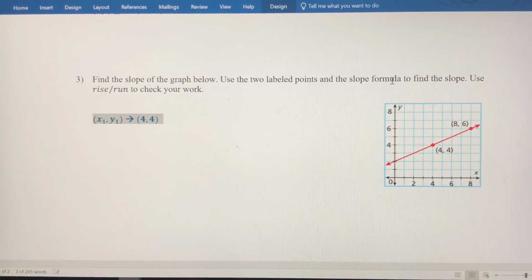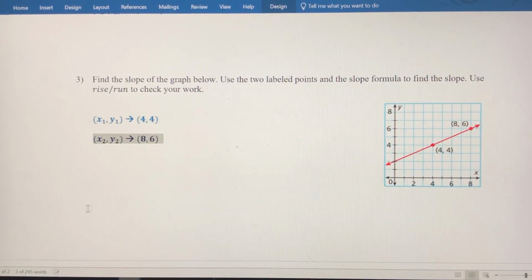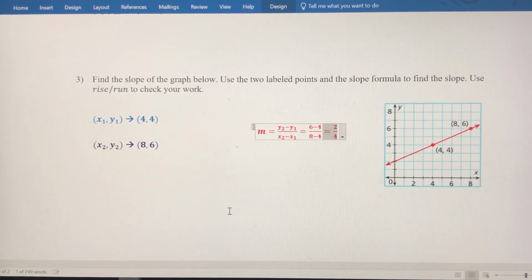So for my x1, y1, I'm going to use this as my first point. Remember, it doesn't matter which is your first point and which is your second point, you'll get the same answer. So my second point is going to be 8, 6. I want to plug those into the formula. In the numerator, I'm going to have 6 minus 4, and in the denominator, I'm going to have 8 minus 4. So 6 minus 4 over 8 minus 4. The numerator simplifies to 2, the denominator simplifies to 4. So that's 2/4, and again, we know that simplifies to 1/2.